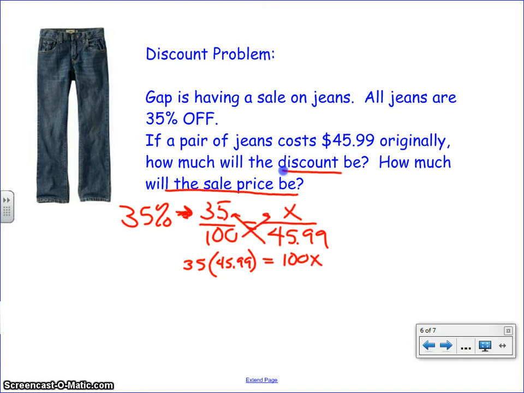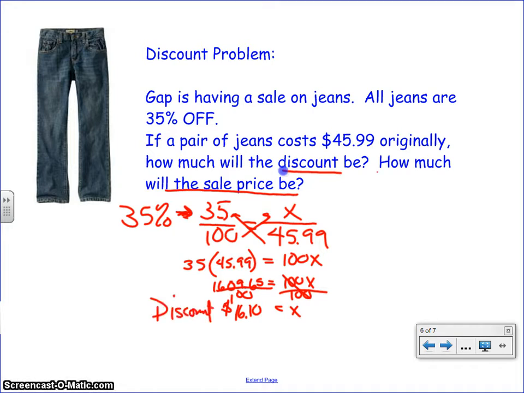And we find out 35 times 45.99 is 1609.65 equals 100x. Divide both sides by 100, and you find out that x equals what? $16, and I'm going to round it, and 10 cents. 16.0965, right? Rounds to $16.10. So that's the discount.